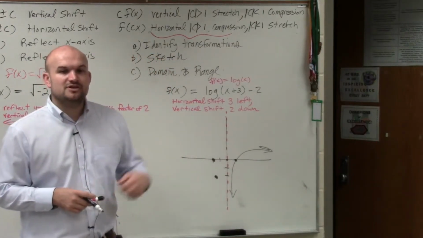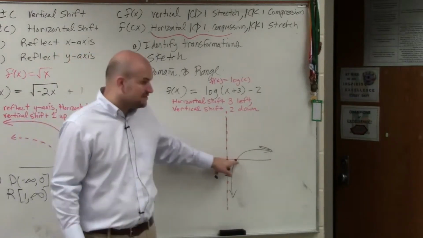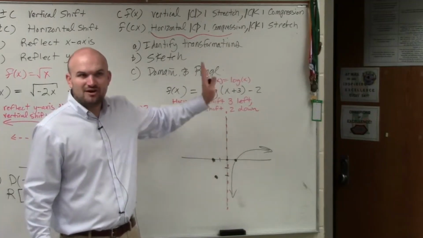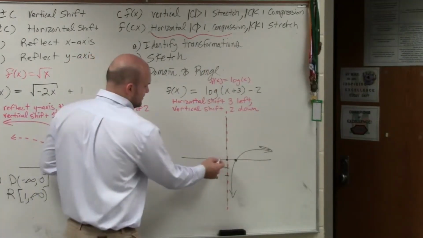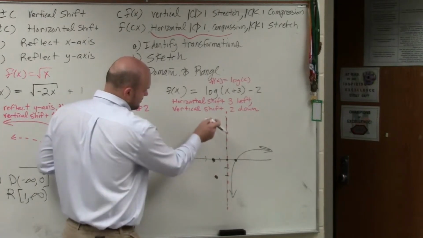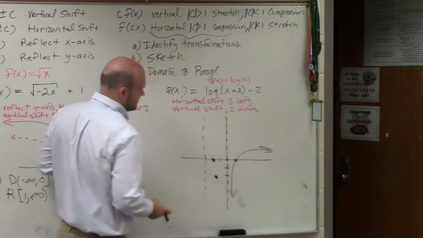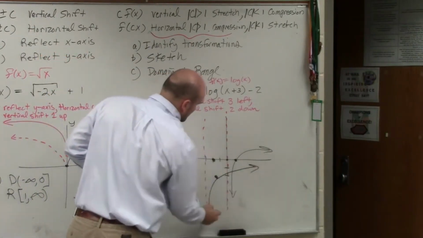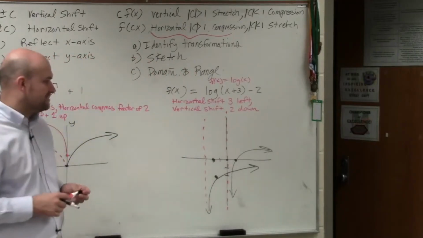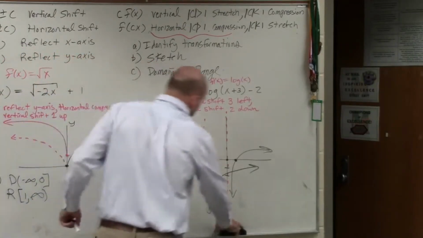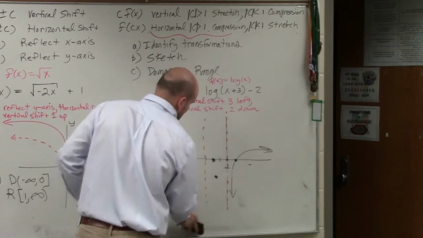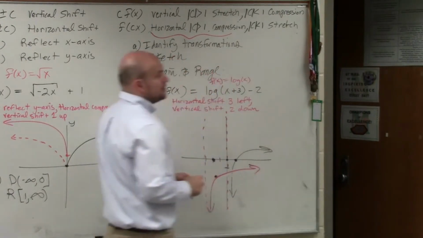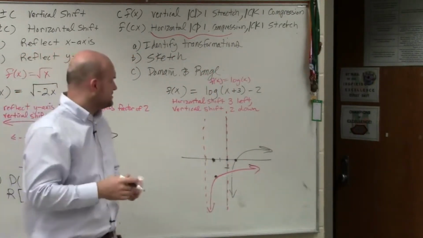Now, if I'm shifting it left 3, the x-intercept moved left 3. But what else moved left 3? This vertical asymptote. So my graph should look something like that. Actually, let me do it in red. So the graph should look something like that. If you go around that way, please.